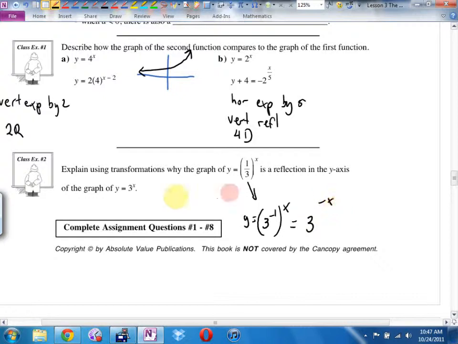You know what? The graph of y equals 1/3 to the x is a horizontal reflection of y equals 3 to the x. It is.